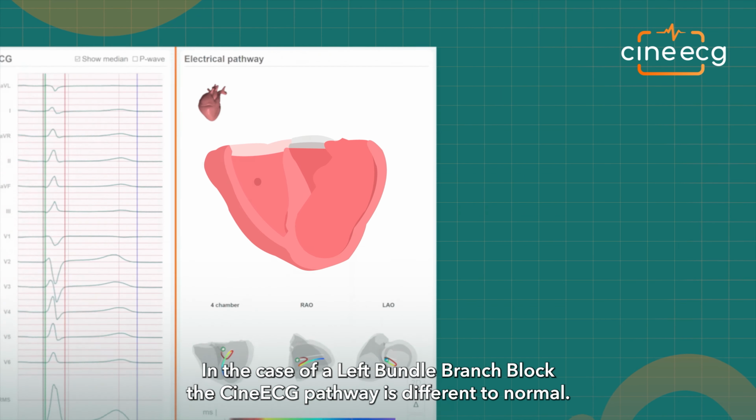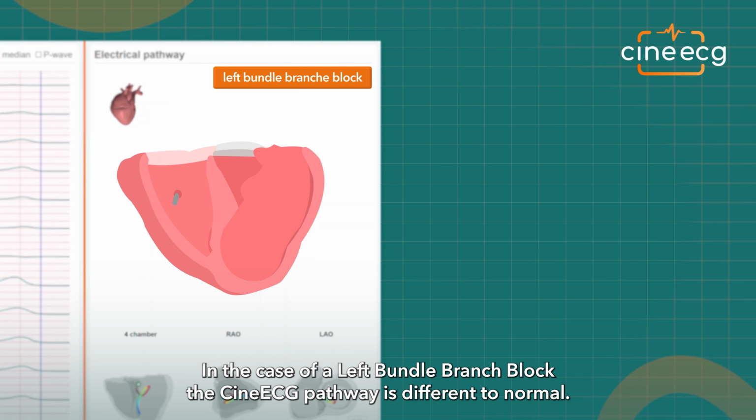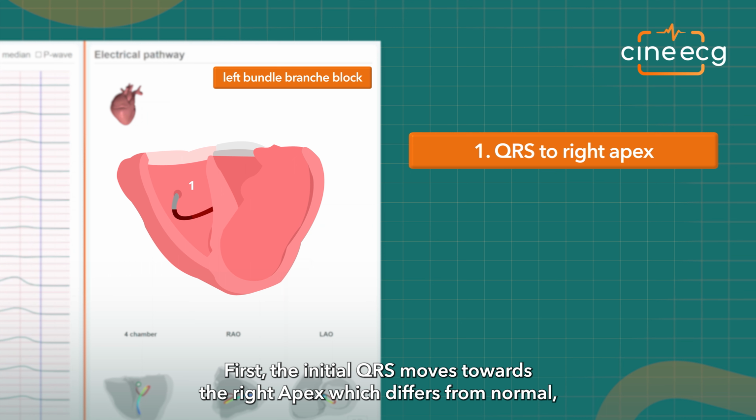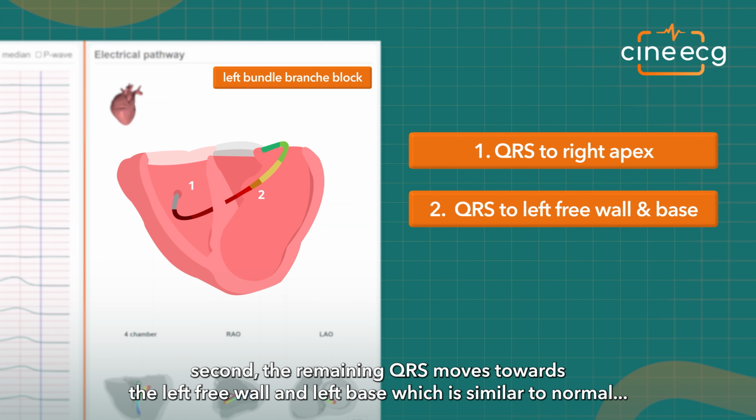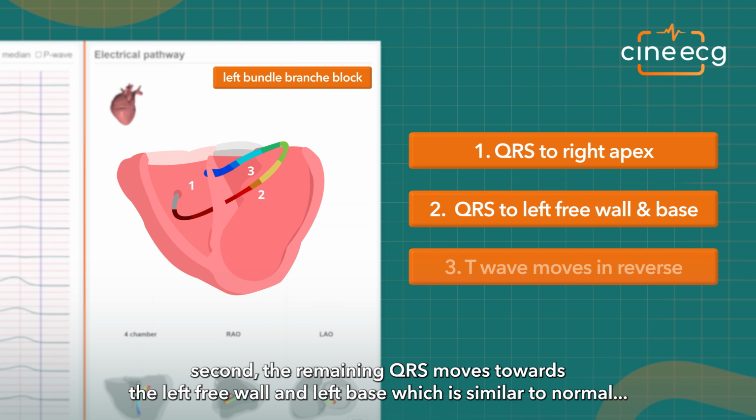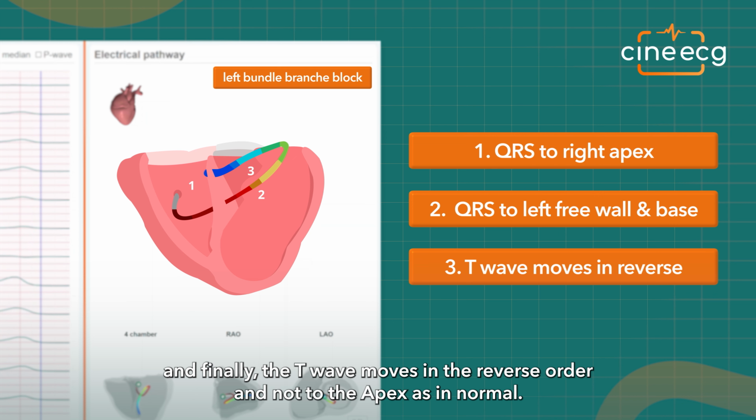In the case of a left bundle branch block, the CineECG pathway is different to normal. First, the initial QRS moves towards the right apex, which differs from normal. Second, the remaining QRS moves towards the left free wall and left base, which is similar to normal. And finally, the T wave moves in the reverse order and not to the apex as in normal.